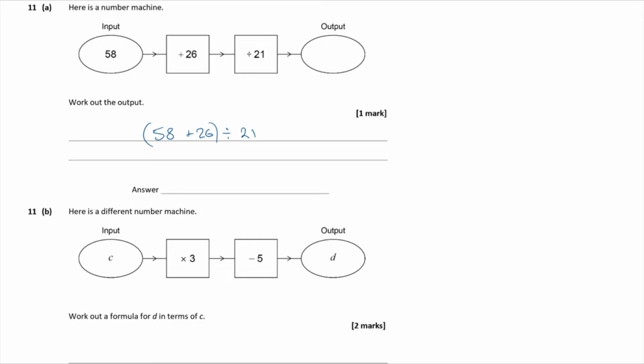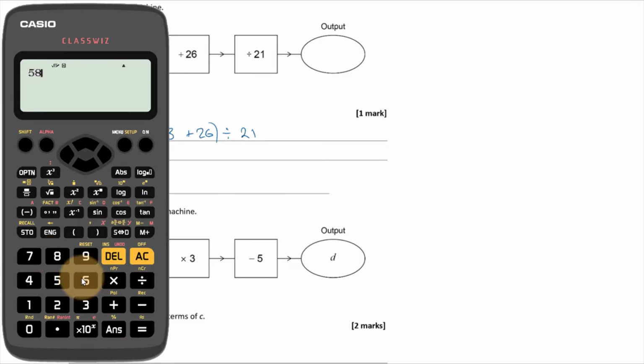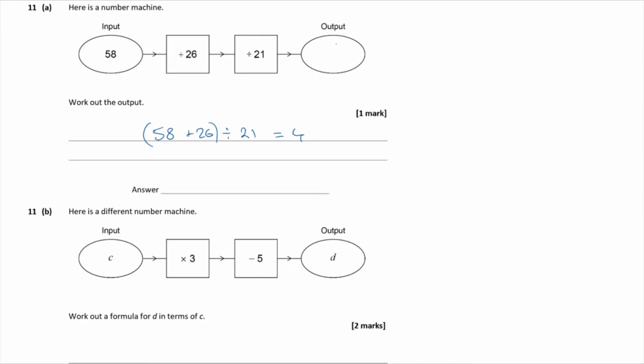If I just wrote down 58 plus 26 divided by 21, the calculator is going to give me the wrong answer. I need to put brackets around it or use a subtotal after you've added the 26. So 58 plus 26 equals 84, and then divide that by 21. That comes out to be 4. Okay, so that's my output there, 4.